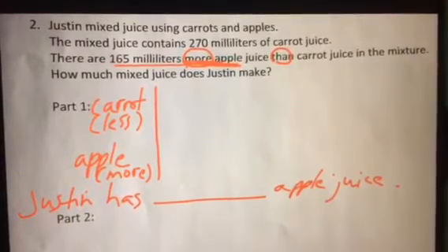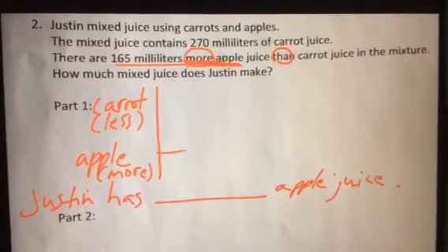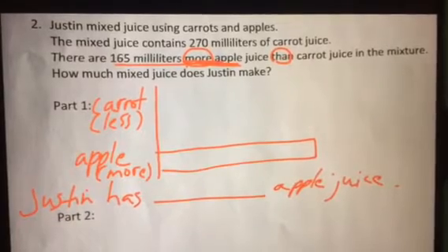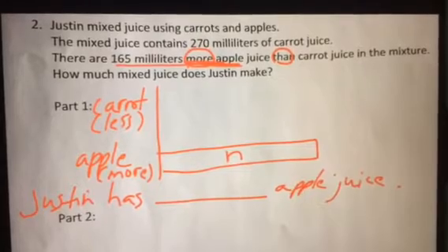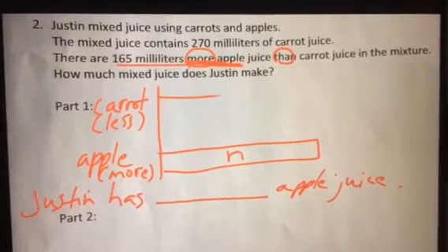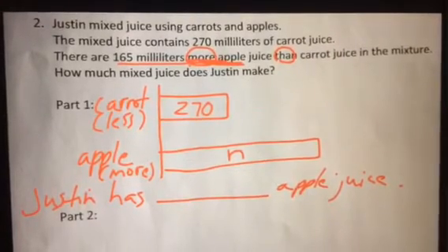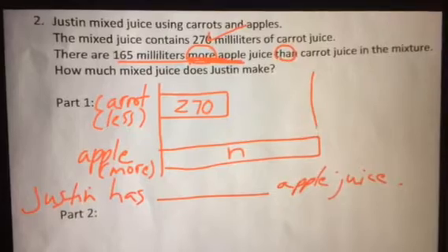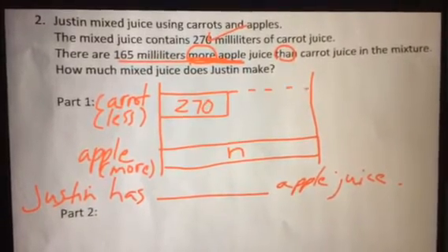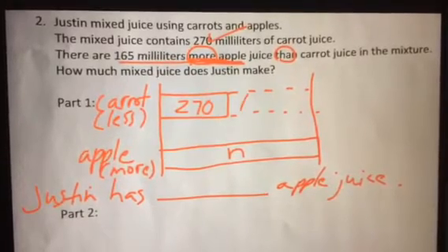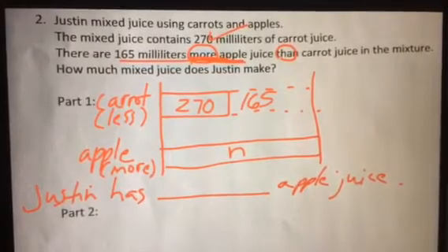Okay, let's write down what we know. I kind of like to do the big old bar for the more, and this is our unknown. We have no idea how much apple juice Justin made. We do know that Justin made 270 milliliters because it's right there. And let's do the ending line so we can see how much less he made of the carrot juice, 165 milliliters.